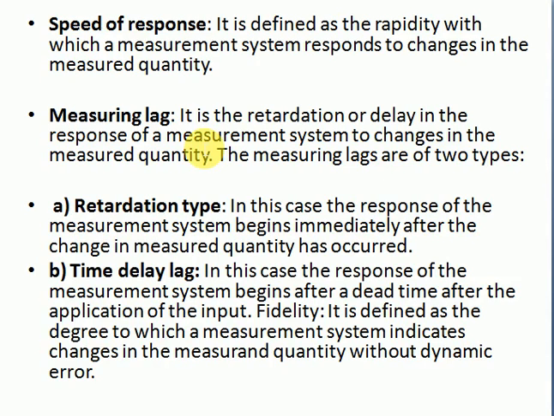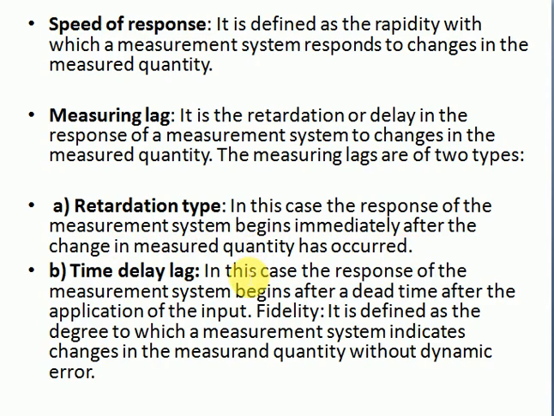It is defined as the retardation or delay in the response of the system to changes in the input. And the lags are of two types: retardation type and time delay lag. So what is retardation? As soon as there is a change in the measured quantity, the measurement system begins to respond. In this case, the response of the measurement system begins immediately after the change in the measured quantity has occurred.